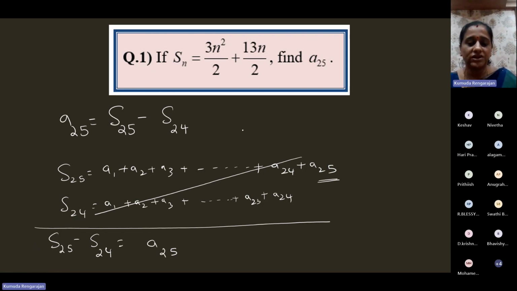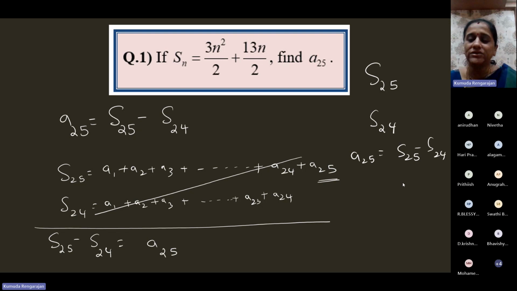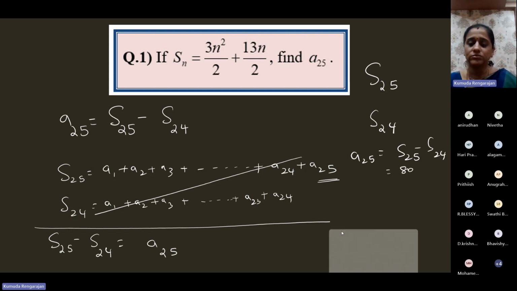You'll have to just take down what you see on the screen. This is the understanding part. Why is A25 equal to S25 minus S24? So according to this, you'll have to find S25, you'll have to find S24, and then A25 is equal to S25 minus S24. Please complete this, and you must get the same answer, 80. Finish this and let me know.